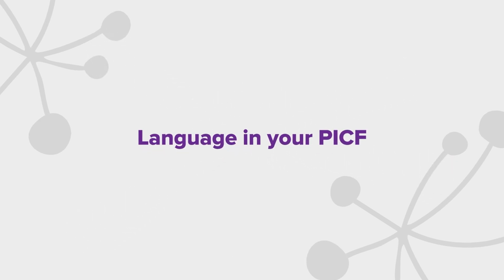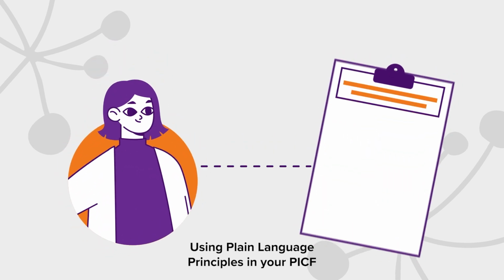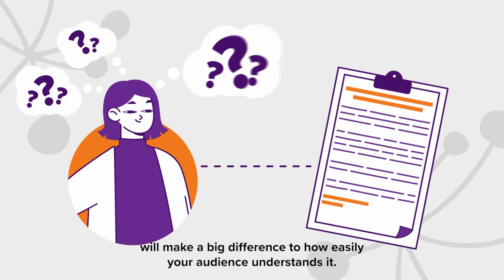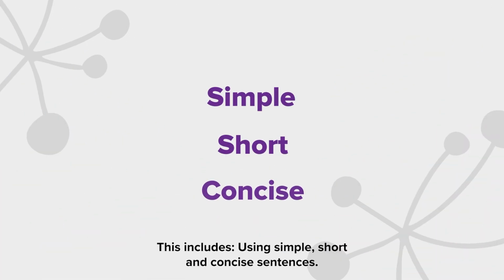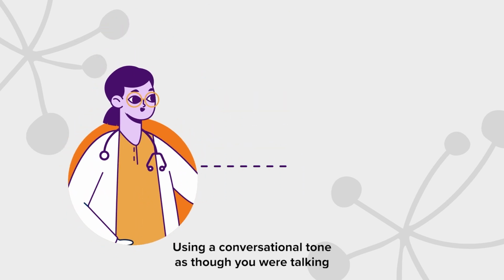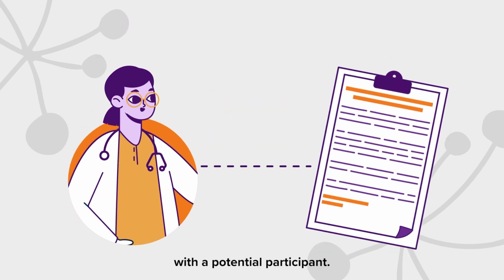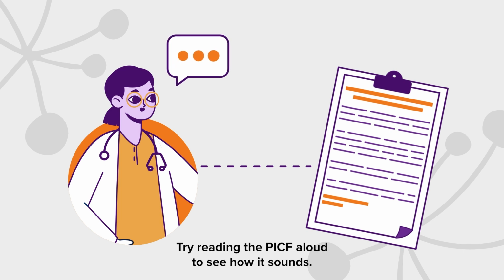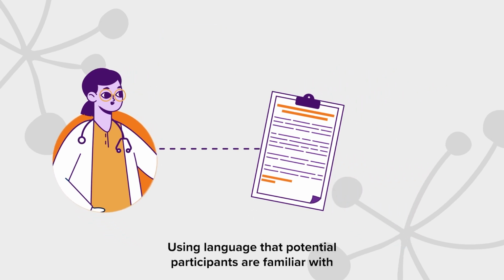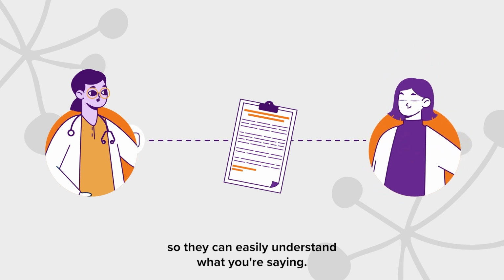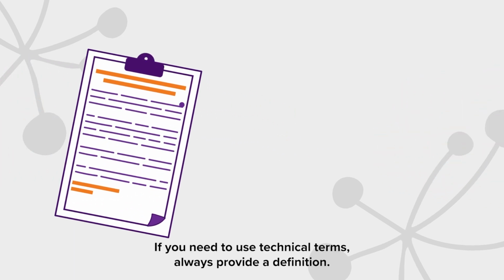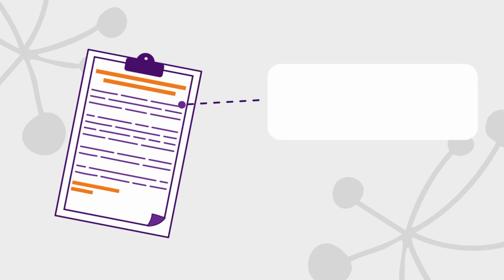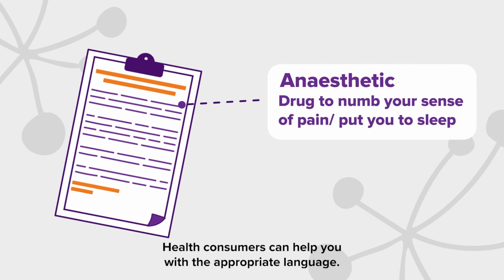Language in your PICF. Using plain language principles in your PICF will make a big difference to how easily your audience understands it. This includes using simple, short and concise sentences, using a conversational tone as though you are talking with a potential participant. Try reading the PICF aloud to see how it sounds. Using language that potential participants are familiar with so they can easily understand what you're saying. Usually, this includes avoiding technical jargon or medical terms. If you need to use technical terms, always provide a definition. Health consumers can help you with the appropriate language.